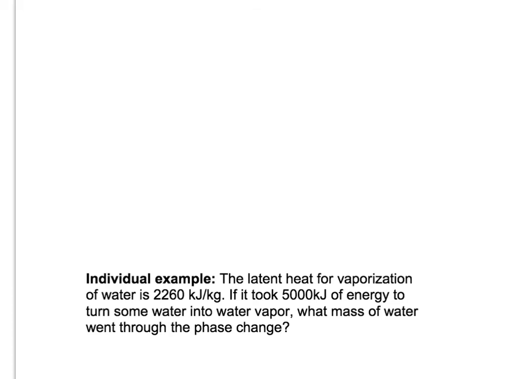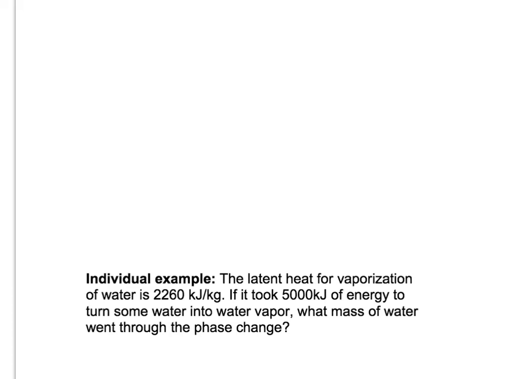The individual example is another problem that says the latent heat for vaporization of water is 2,260 kilojoules per kilogram. If it took 5,000 kilojoules of energy to turn some water into some vapor, what mass of water went through the phase change? So try this on your own, and then check my answer to see if you got the same.